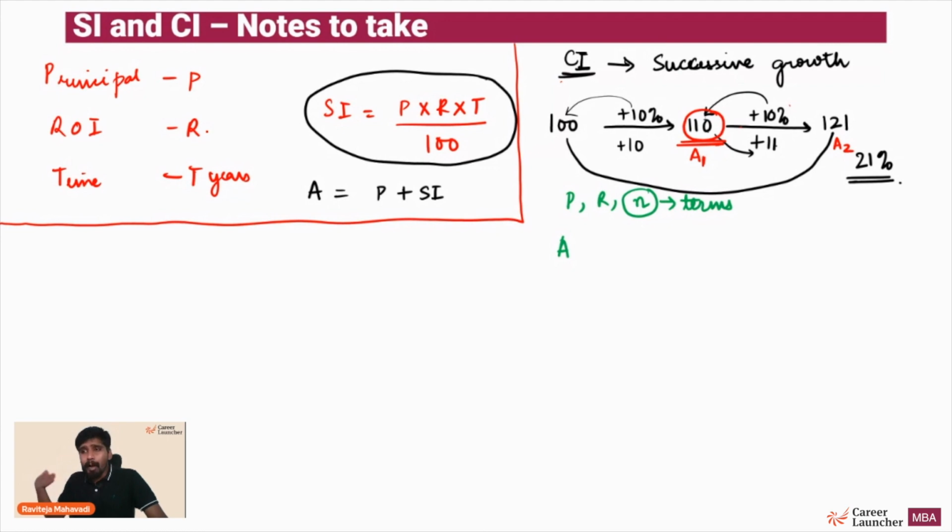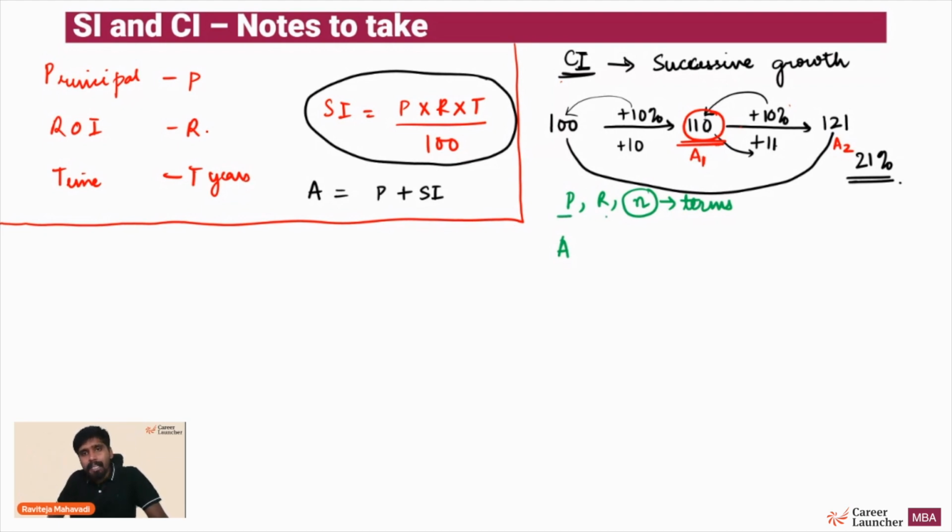But if it is compounded semi-annually or half-yearly, then the number of terms is twice as many as the number of years. And that is where it becomes a little complicated. Please understand, n is the number of terms, meaning n times it has grown by that percent, is what we have to understand, right?